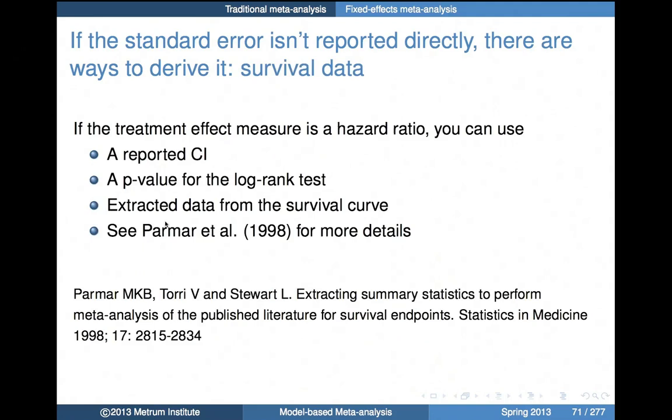And finally, if we're working with survival data, typically, if we're working on treatment effect measures such as a hazard ratio, we can again use confidence intervals, p-values from a log rank test. It may be the case that in some journals you may have estimates of survival at different time points, and there may be a Kaplan-Meier curve plotted with confidence intervals, we could extract the confidence interval measure from that as well. For survival data, there's an excellent article by Parmar and colleagues published in 1998 in Statistics in Medicine that covers ways to extract information about the standard error from summary statistics to perform meta-analyses.